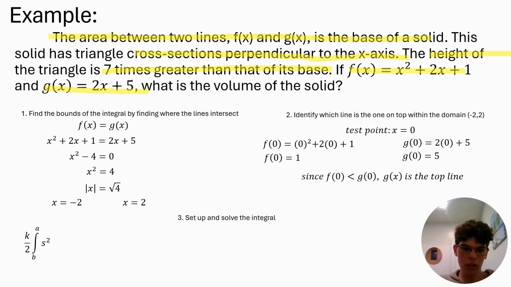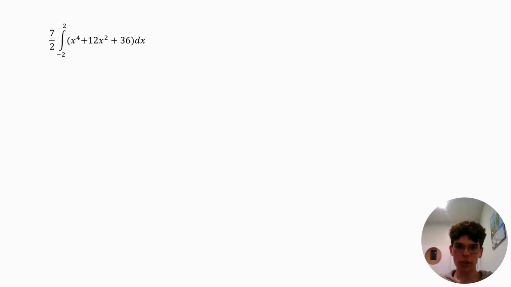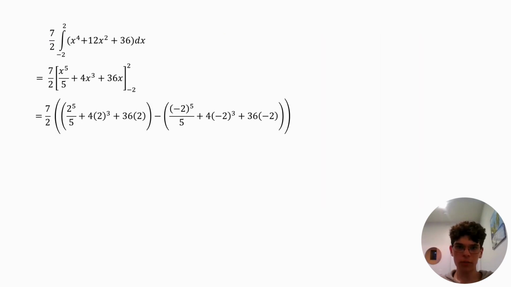And then we just set up the integral. This is an expression from the formula page from before. For the triangle, I just plug in everything, including our k value, top line minus bottom line. We solve. I just brought what we had up to the top, evaluate the integral, plug in our bounds.